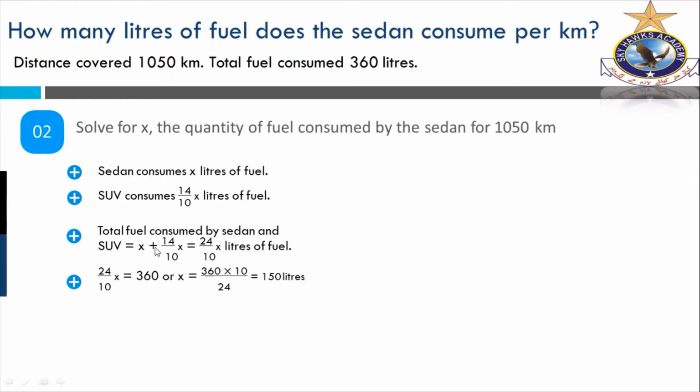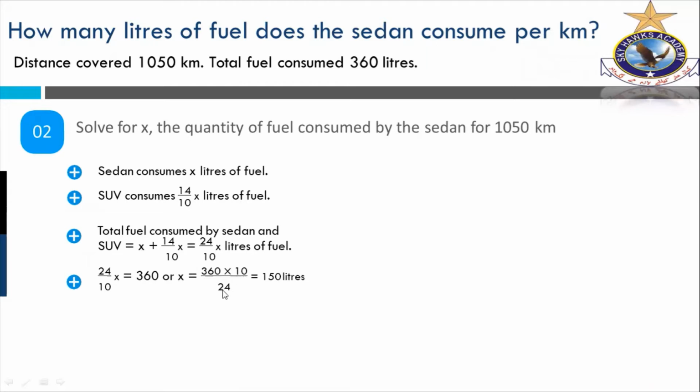So what we'll have to do is simple addition of these fractions. So 24 over 10 is this one, and 24 over 10x is equal to 360, because the total fuel consumed is 360 liters. That's why we are putting the total consumption as 360, which was given over there. From here, we are just looking for the x, so we will have to move things: this is going over there and this is coming down.